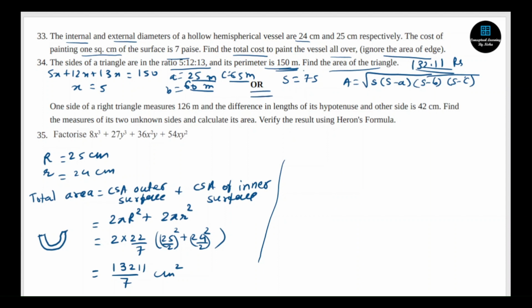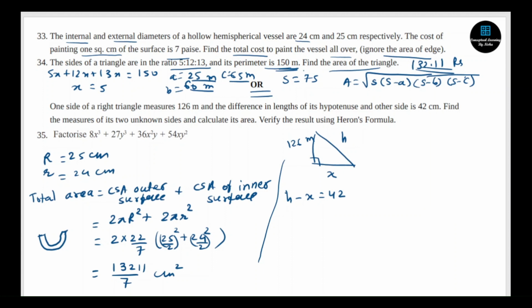Alright. Here one more question is there in optional. Okay. So one side of the right angle triangle. So this is the right angle triangle. Right. They are saying one side of that is 126 meter. And the difference of the other two sides. So this is hypotenuse h and this is the other side, which is x, let's say. So what they are saying, h minus x equals 42.